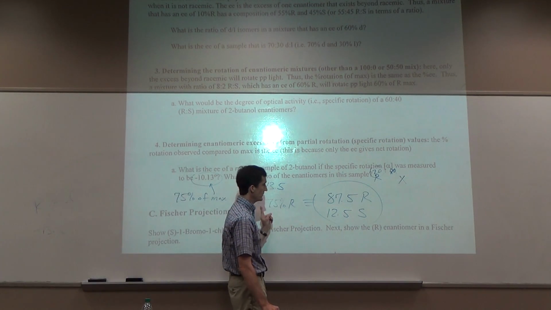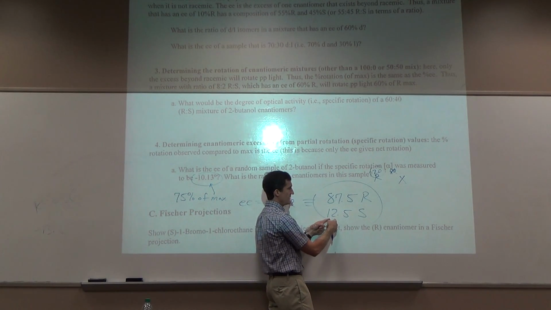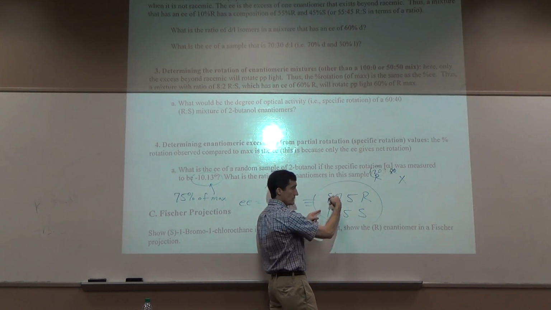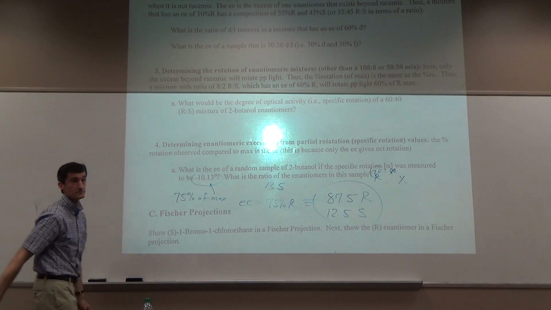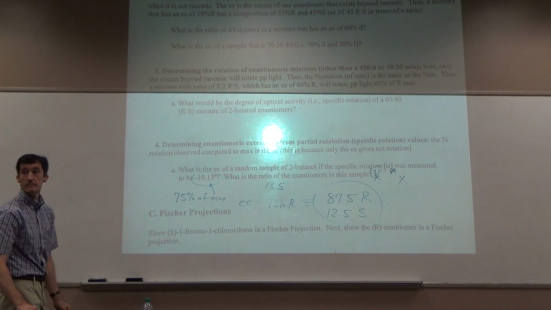How did you get that? Well, ultimately we know that we have to have something with 12.5 cancels 12.5 of that. What are we left with? We're left with 75% R. Does everybody see how we got 87.5? Questions?